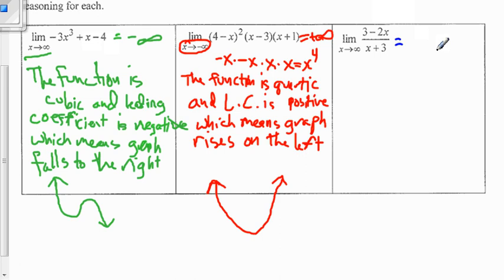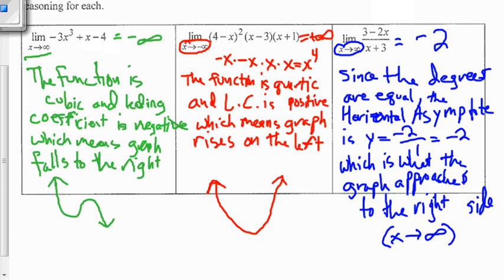Therefore, as I approach positive infinity, I'm going to get closer and closer to that horizontal asymptote. So the limit here equals negative 2, which is the value of the horizontal asymptote. Again, degrees are equal, horizontal asymptote, negative 2 over 1. So as I approach positive infinity, the graph is going to approach that horizontal asymptote, negative 2. Right, and we're going to take a little bit closer look at some of this stuff with the last example.